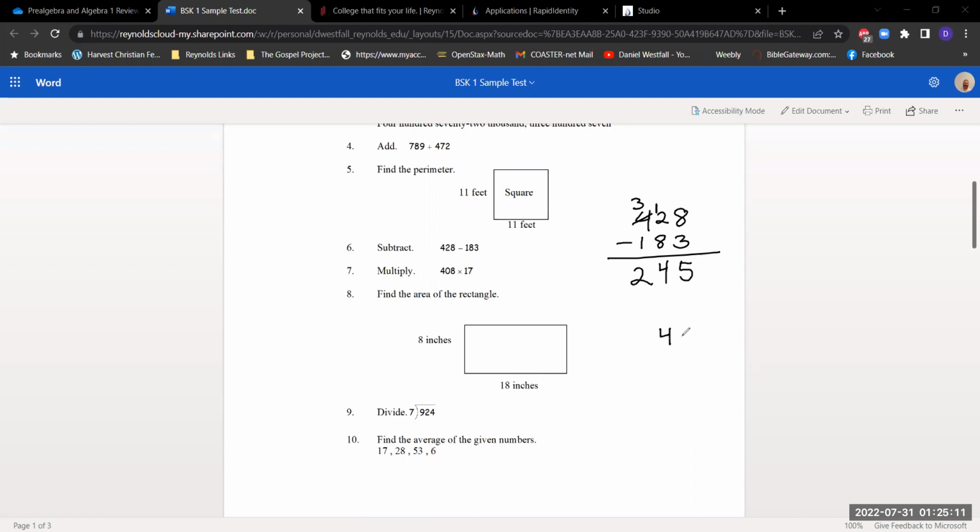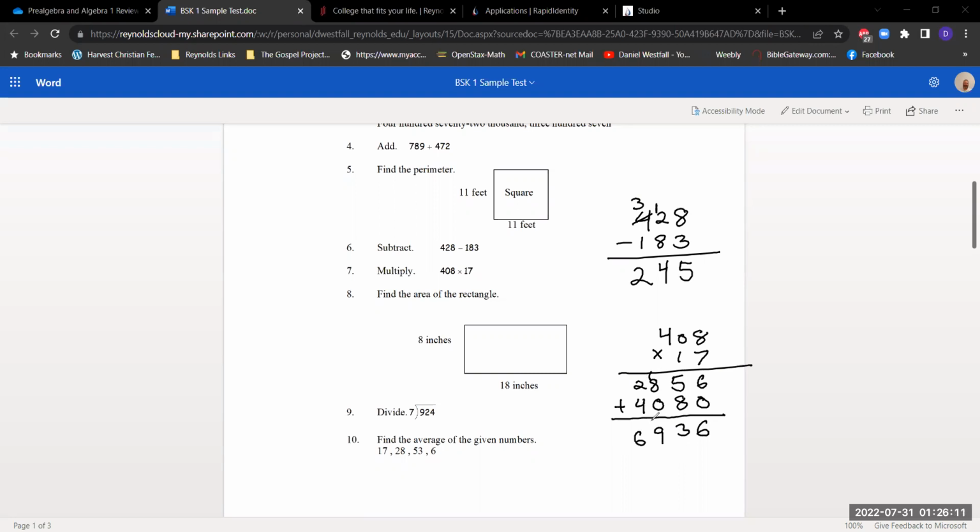Now we're going to multiply 408 times 17. I'm going to use the lattice method to do this. 7 times 8 is going to be 56. 0 plus 5 is 5. 7 times 4 is 28. I'm going to erase this little carry that I made here. And I'm going to put a 0 in for the ones because I'm sliding over to the 10 spot. 1 times 8 is 8. 1 times 0 is 0. 1 times 4 is 4. I'm going to add. This is 6. 13. 1 plus 8 is 9. 2 plus 4 is 6.